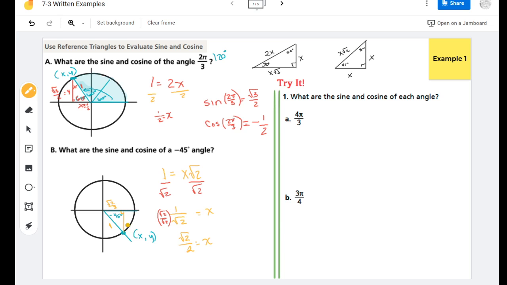Now my y value, because this is a 45, 45, 90 right triangle, my legs have the same length. So my y value is also root 2 over 2. But remember, it's going down relative to our axes, so that one's a negative. So the sine of negative 45 degrees is the y value, negative root 2 over 2. And my cosine of negative 45 degrees is the x value, positive root 2 over 2.